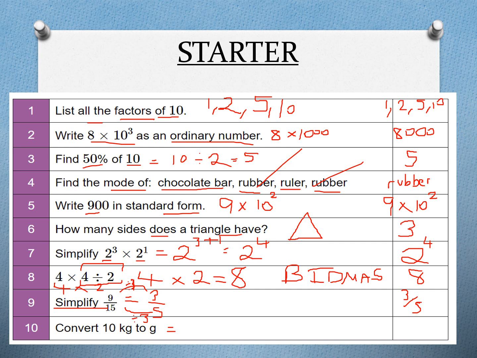Question number 10. Convert 10 kilograms to grams. Well, I'm going to times by 1,000. Kilograms to grams, you multiply by 1,000. So 10 times 1,000 is equal to 10,000. So 1 and then 4 zeros.